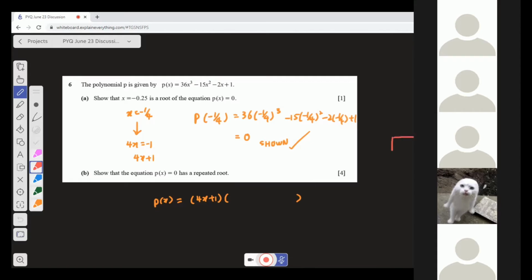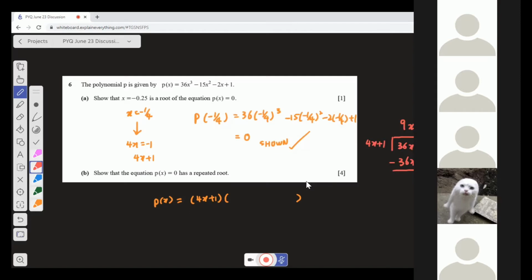Divide it, put the 4x plus 1 outside, then put the 36x cubed inside. Yes, this is called long division. On the top, I want to get 36x cubed, so I need 9x squared times 4x: 36x cubed plus 9x squared. Minus them, 36 minus 36 is gone. Minus 15 minus 9, so I get negative 24x squared minus 2x plus 1.